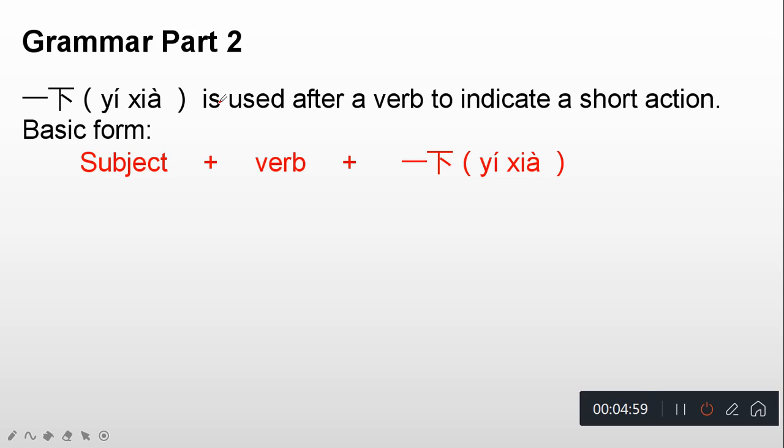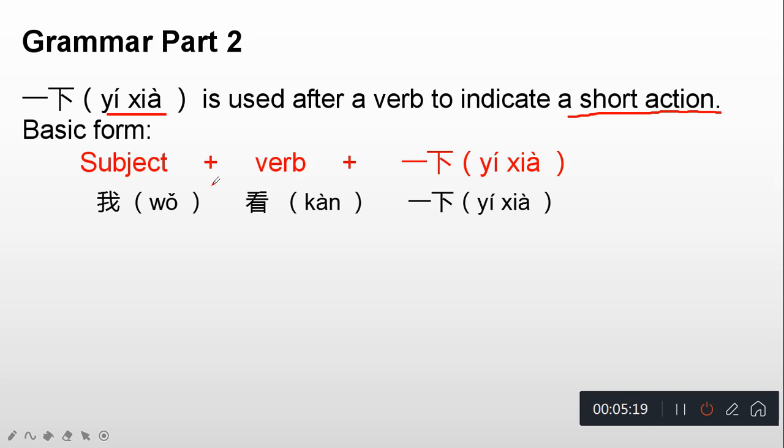So grammar part 2, we will focus on this one, 一下. 一下 is used after a verb to indicate a short action. It just means a short action. I think this one is so easy, so I will just show you some examples and that's all. The form is subject with a verb and then 一下.